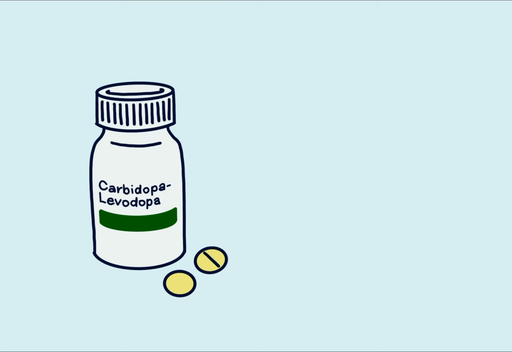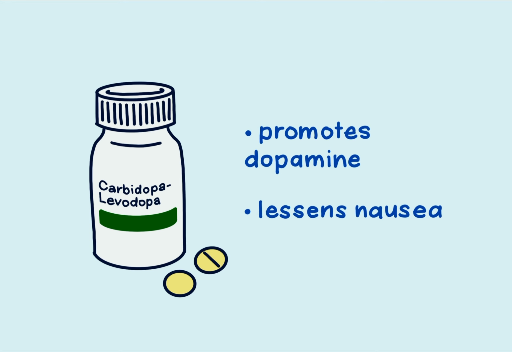One way to treat Parkinson's is using carbidopa-levodopa, a medication that promotes dopamine levels. Levodopa is a natural chemical that passes into the brain and is converted to dopamine. It is combined with carbidopa, which prevents levodopa from early conversion to dopamine outside the brain, lessening side effects such as nausea.